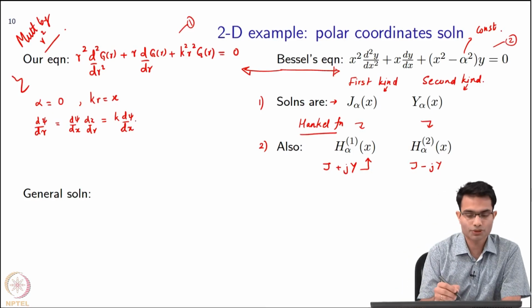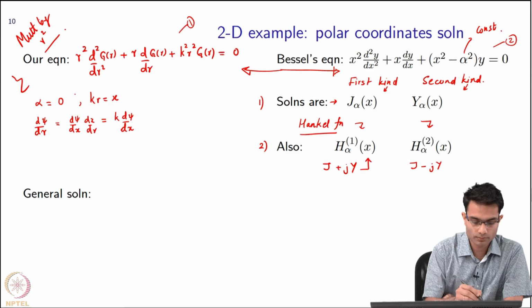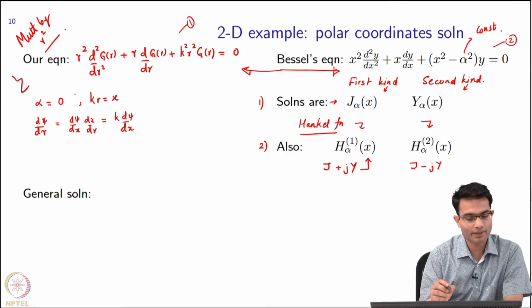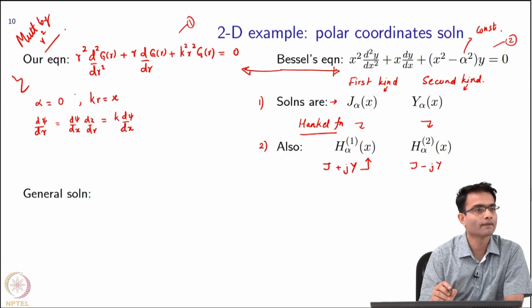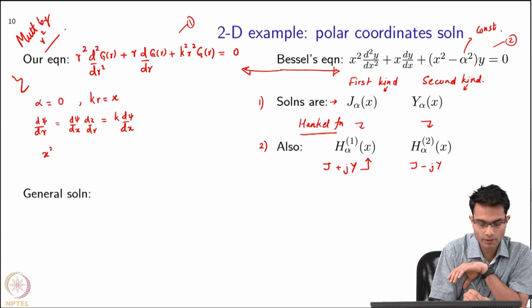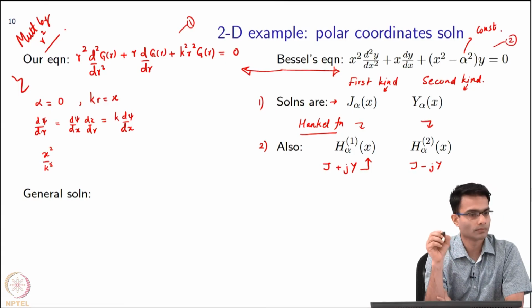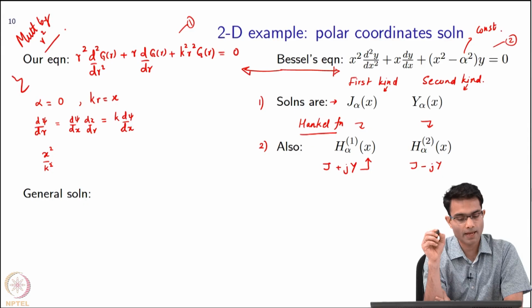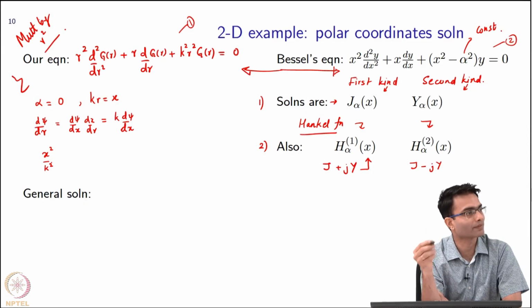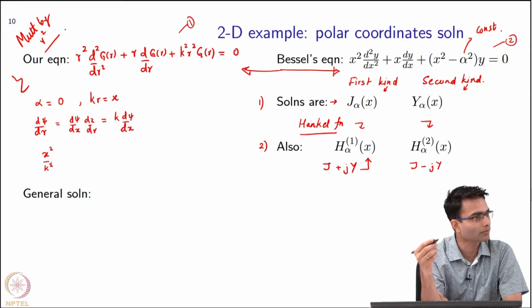Okay, so with that substitution, what will this equation become? First term. So r will get substituted as x by k, right? So I have a x squared by k squared. Second term becomes, will it become k or k squared? K squared, right? Because the second derivative, when I apply this chain rule once again, it will become k squared.